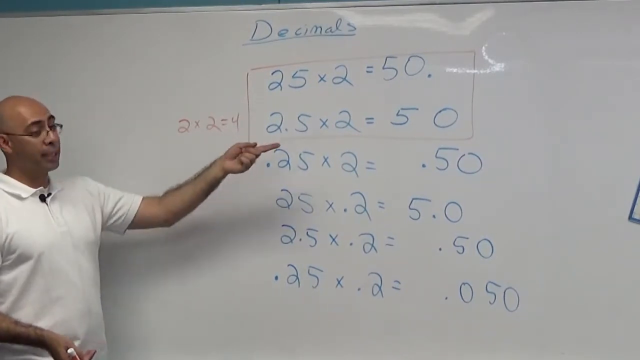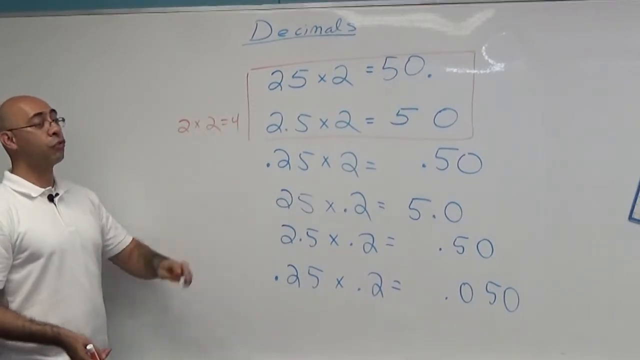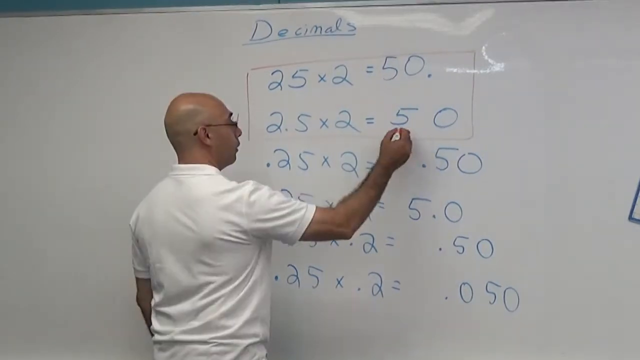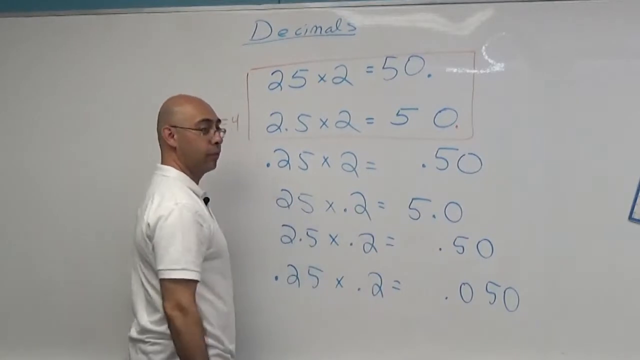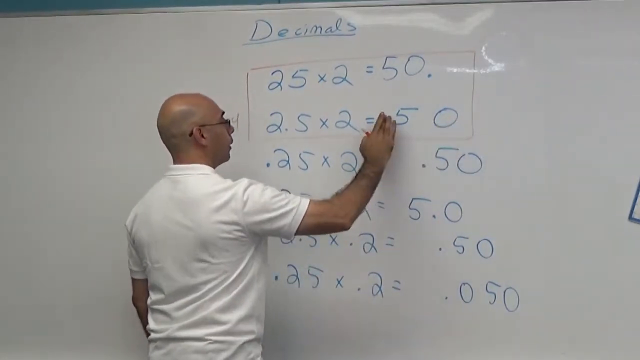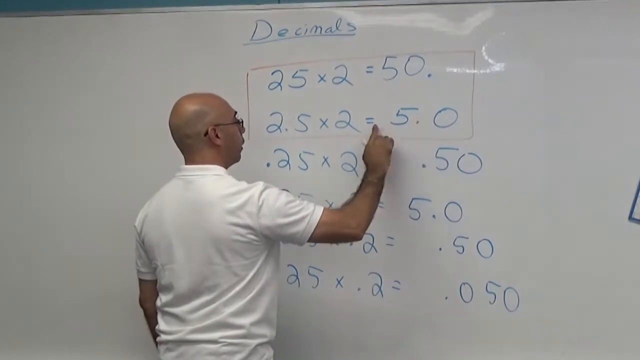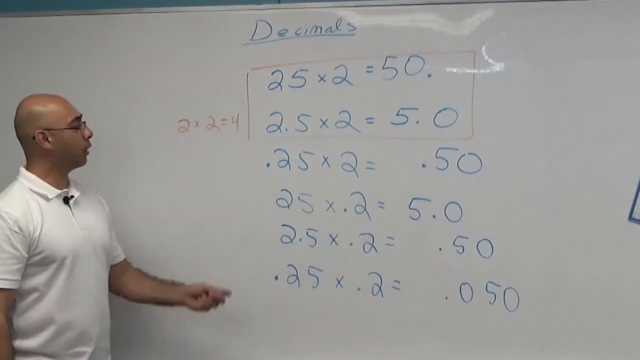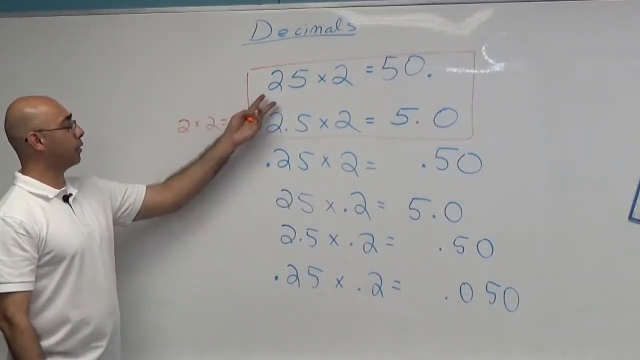So where would I put my decimal point to make it as close to 4 as possible? Is 50 closest to 4? Is half closest to 4? Is 5 closest to 4? Oh yeah, there you go. So that's a nice way of looking at it.